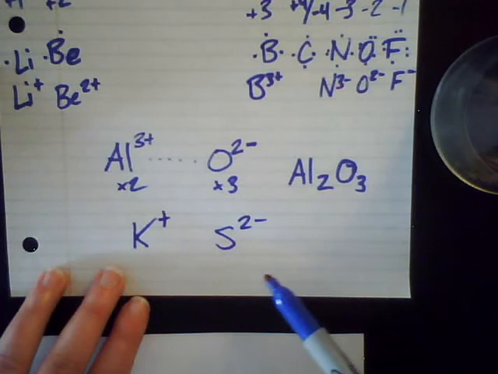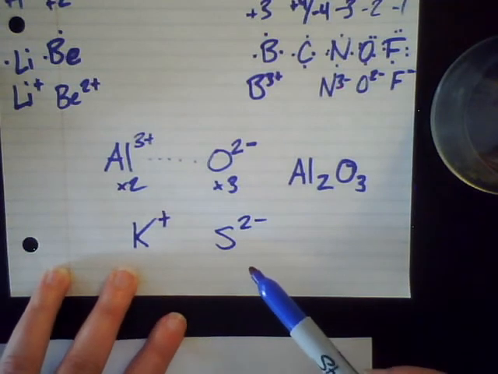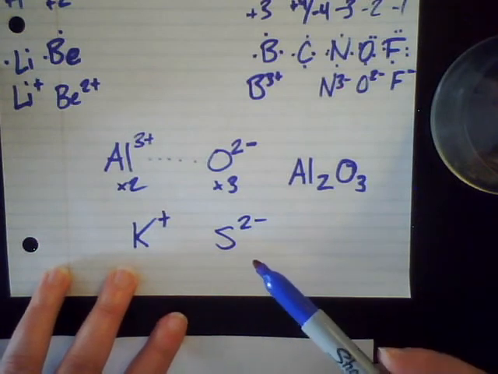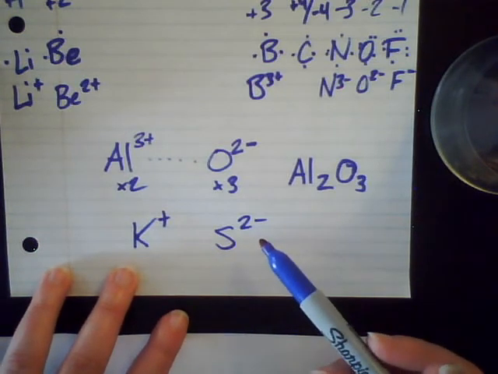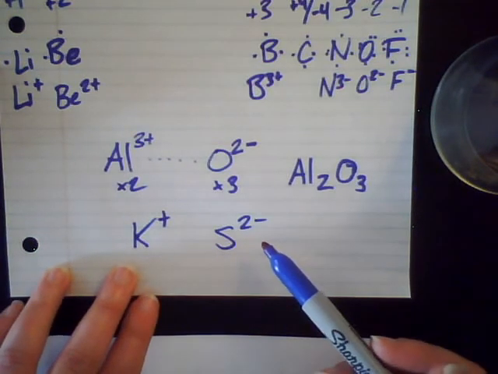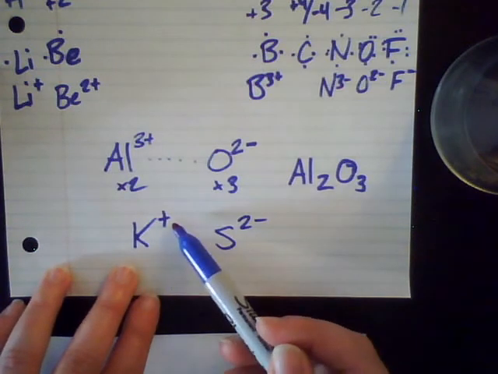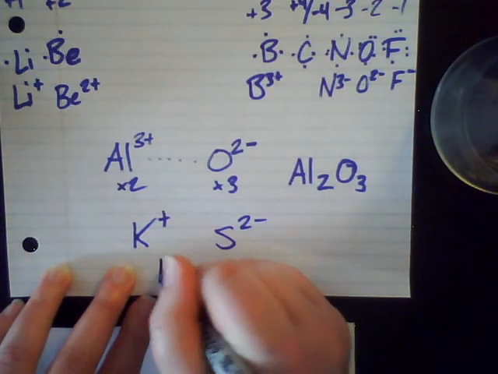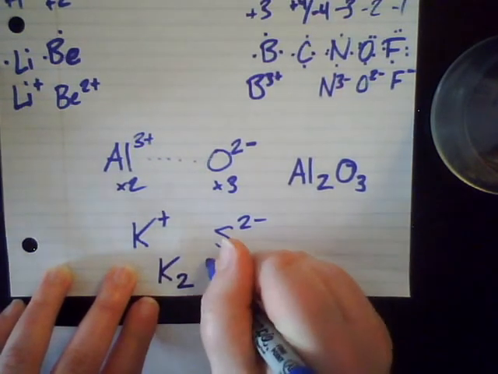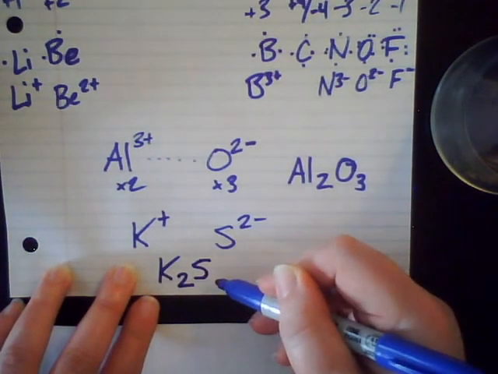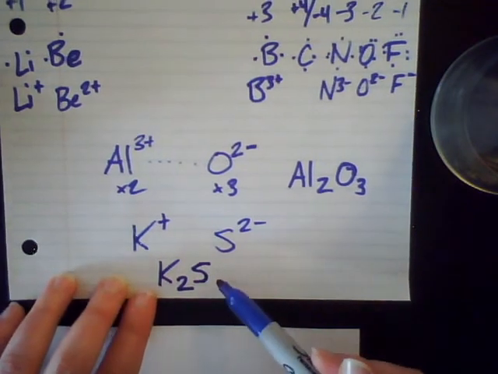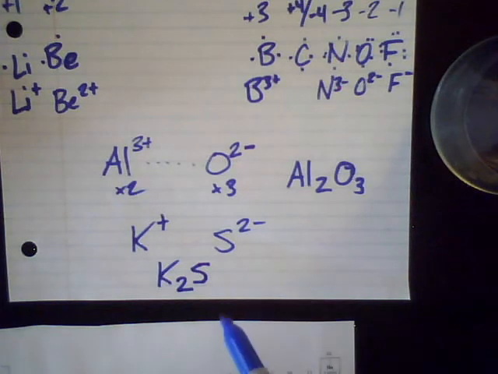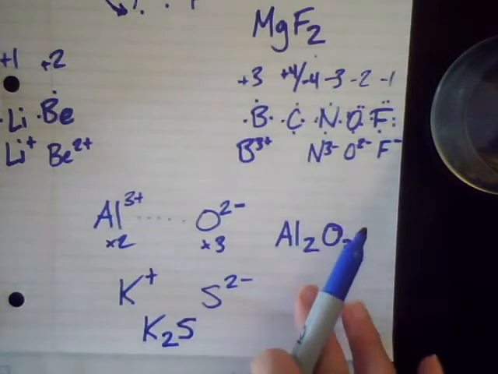So when I put them together, what is the chemical formula going to be? Remember that we need to balance out the charges on this. So in order to balance out the charges, I'll need 2 of my +1 for every 1 of my -2. So when I put them together, I get 2 of my +1 for every 1 of my -2. And this would be my chemical compound. And this is the only way that I can put together potassium and sulfur. Okay, so that's ionic bonding.